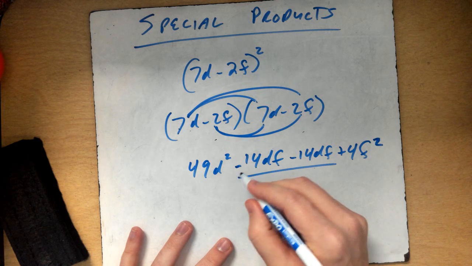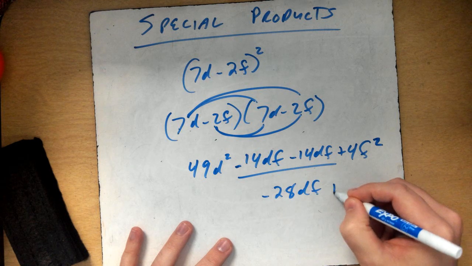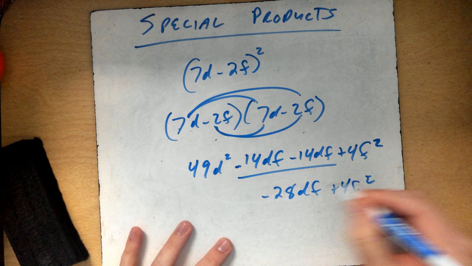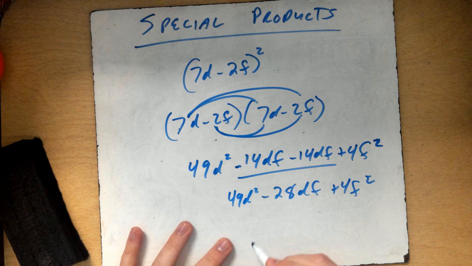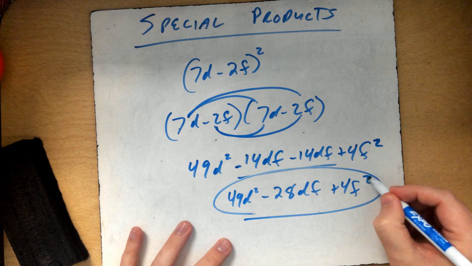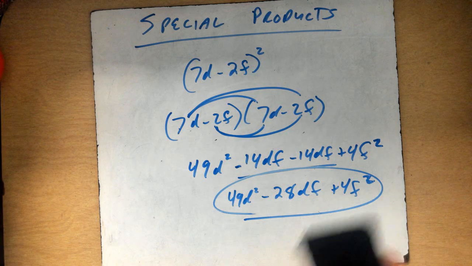And then add the middle ones, negative 14 and negative 14 is a negative 28df, and then bring down the first and the last. Okay? Right, so there's that. Okay? So, longer way to do it, right? Like I said, if you're comfortable doing this, do it this way, it's cool. Alright? Shortcut.